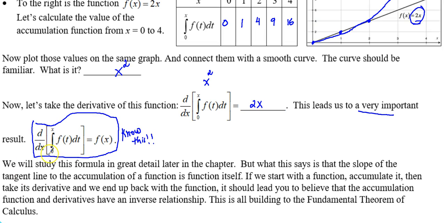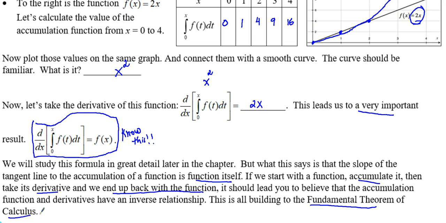So let's talk about what this is. We study this formula in great detail later in this chapter. Not later, we are going to do this in class on Monday. But this says the slope of the tangent line to the accumulation of the function is the function itself. If we start with a function, accumulate it, then take its derivative, we end up back with a function, and that is called the fundamental theorem of calculus.